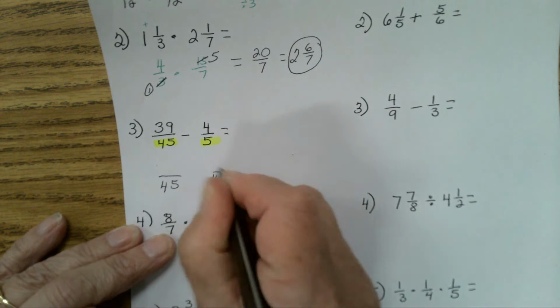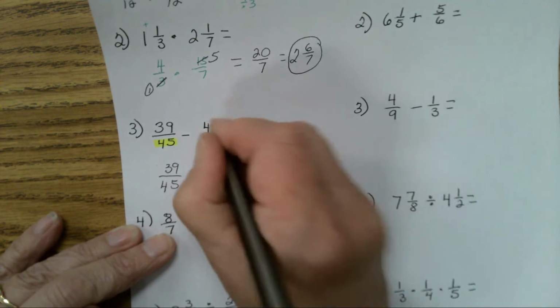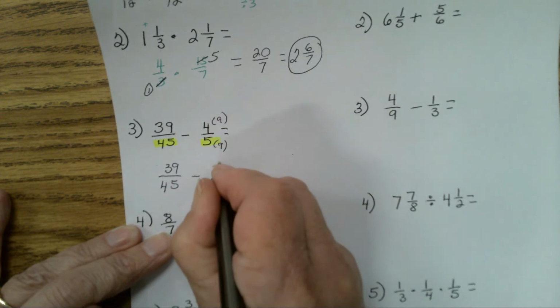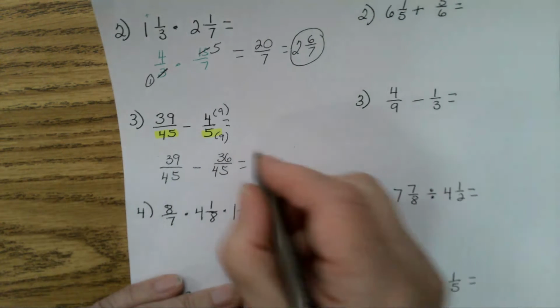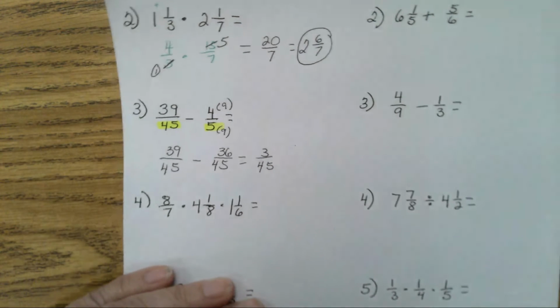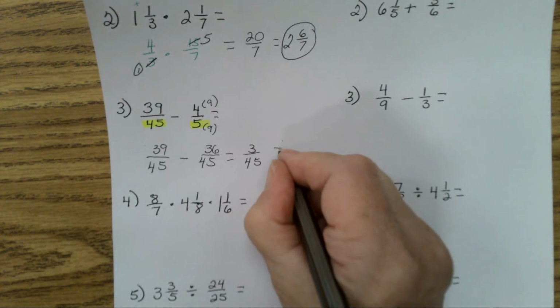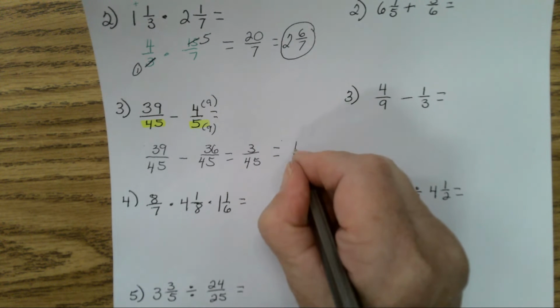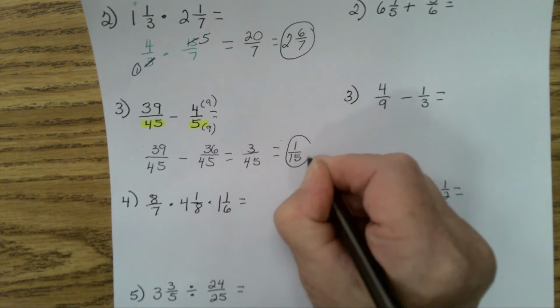All right, that's already 45, so that stays the same. 5 times 9 is 45. 4 times 9 is 36. Now we can subtract. 39 minus 36 is 3. It stays 45. Now, will 3 divide 45? Yeah, it does. 3 times 15 is 45. So if you simplify this, 3 divided by 3 is 1. 45 divided by 3 is 15. That's the simplified answer.